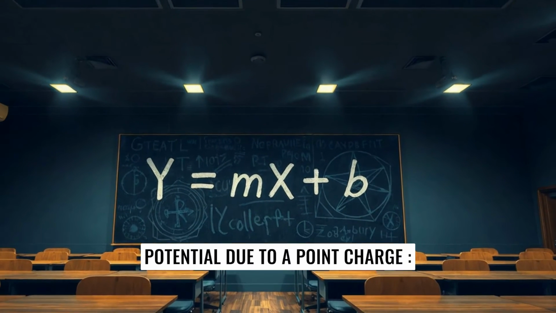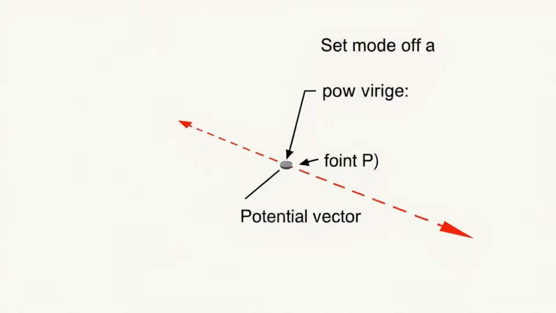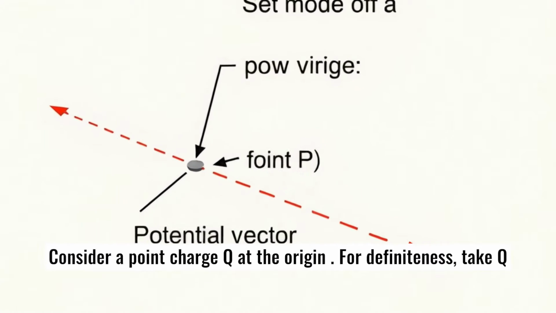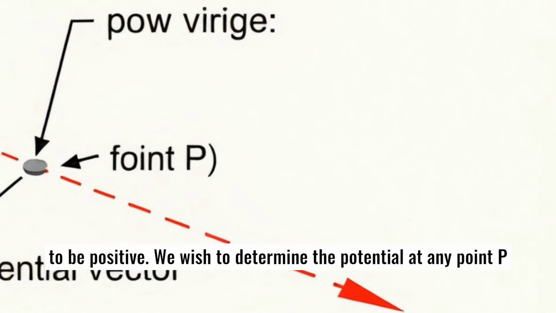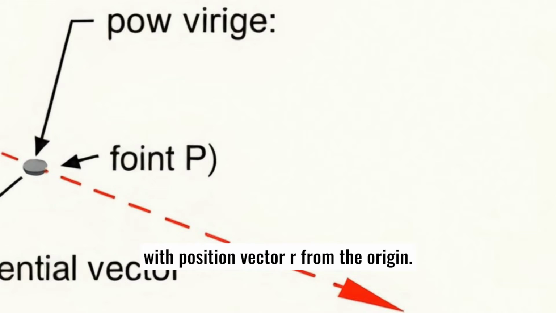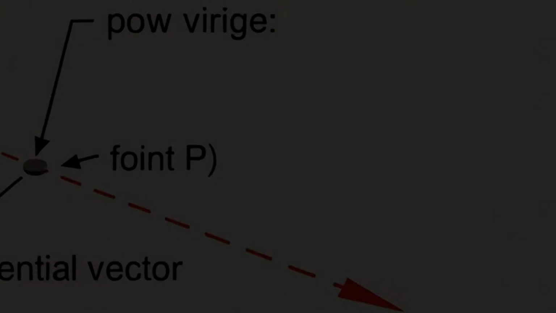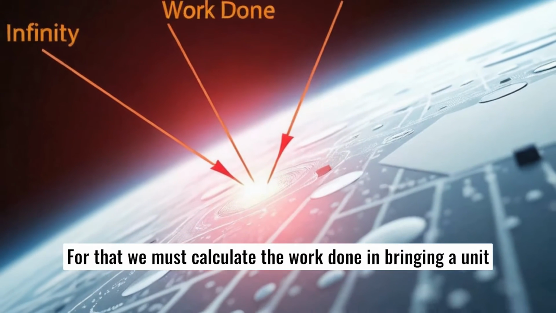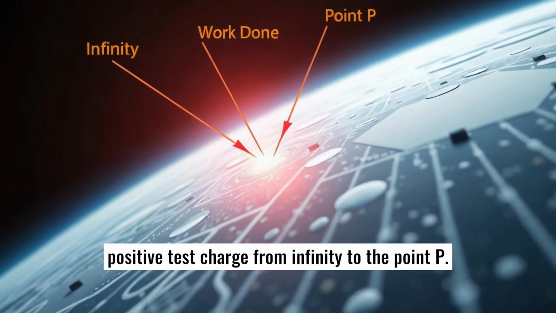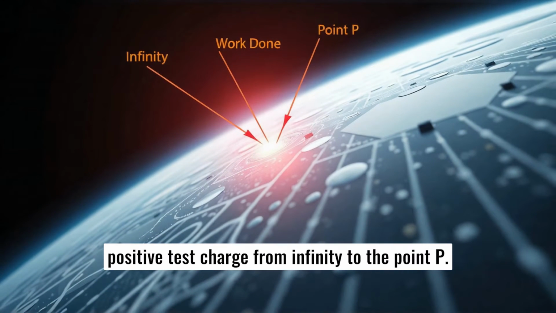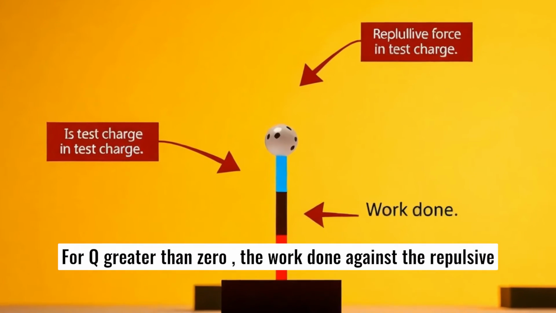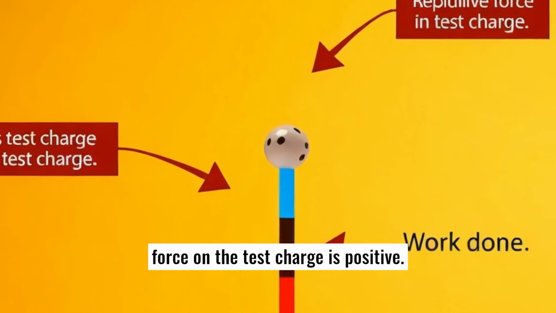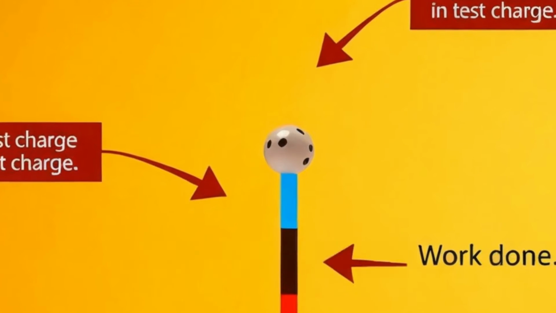Potential due to a point charge. Consider a point charge Q at the origin. For definiteness, take Q to be positive. We wish to determine the potential at any point P with position vector r from the origin. For that, we must calculate the work done in bringing a unit positive test charge from infinity to the point P. For Q greater than 0, the work done against the repulsive force on the test charge is positive.